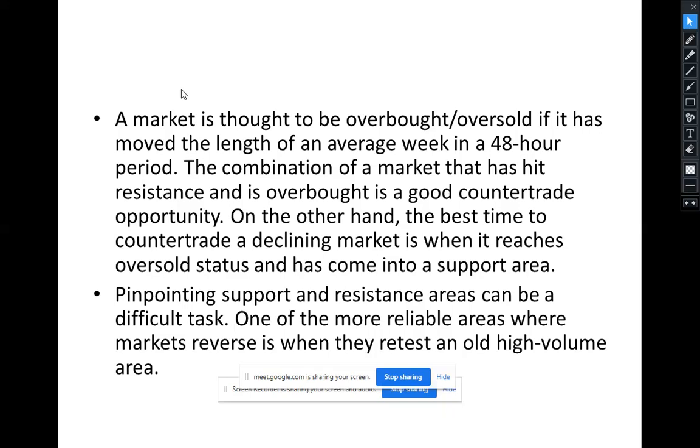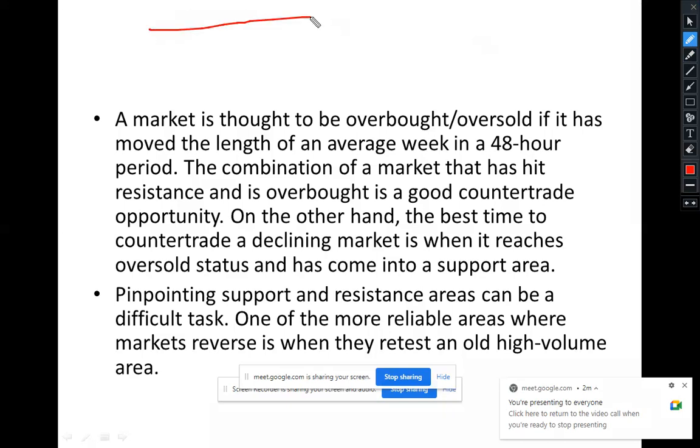A market is thought to be overbought or oversold if it has moved the length of an average week in a 48 hour period. The combination of a market that has hit resistance and is overbought is a good counter trade opportunity. What I mean is, let's assume this is the resistance. The trend is moving higher, and the market now hits the resistance.